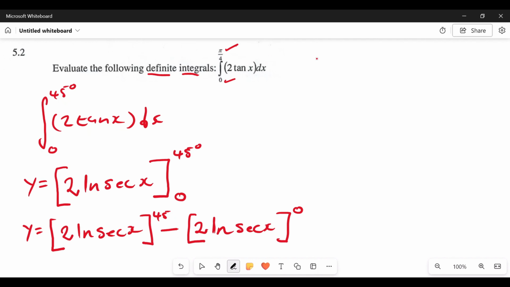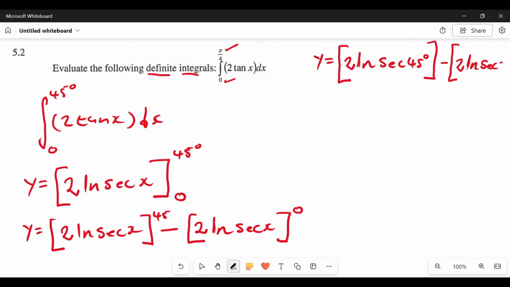Now, the next step here, you have to substitute wherever there is x with the limit. So let's continue. Y is going to be the first bracket. You're still going to write 2 natural log sec. Now, instead of writing x, you're going to put the upper limit, which is 45 degrees. There we go. Minus. You're going to write the same integral here, which is going to be 2 natural log sec. What is the lower limit? Which is going to be 0 degrees. There we go. I hope this makes sense. Let me create a little bit of space here.